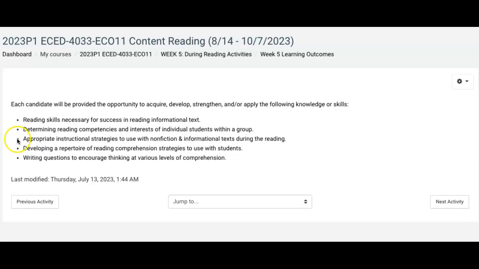Appropriate instructional strategies to use with nonfiction and informational text during the reading. Developing a repertoire of reading comprehension strategies to use with the students. And writing questions to encourage thinking at various levels of comprehension.